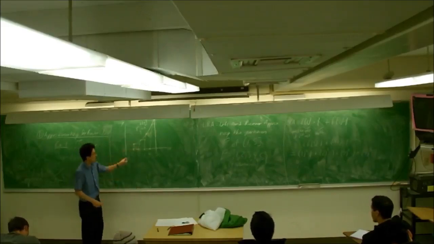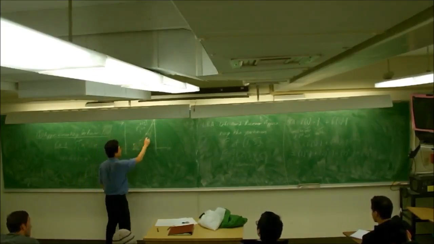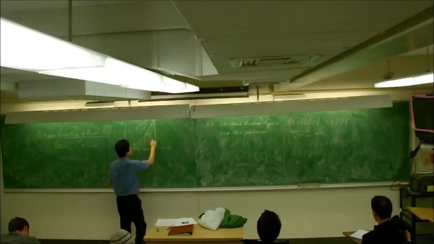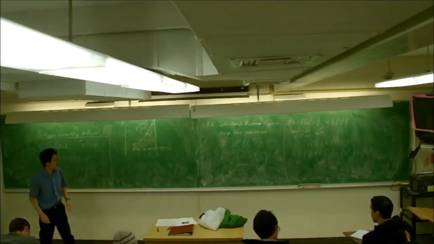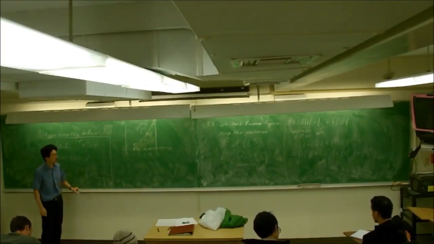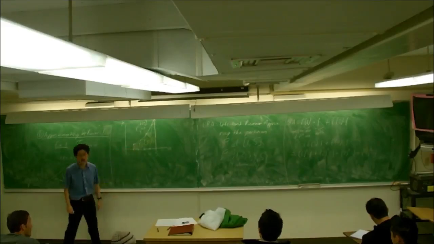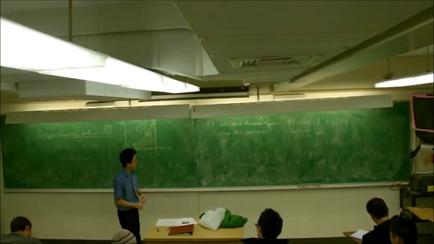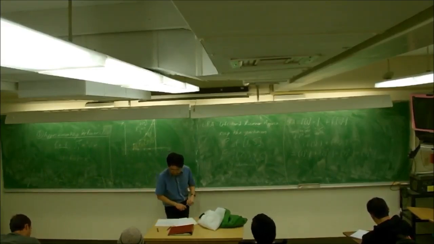So what are the areas here? Well, what's 1 squared times 1? That's 1. What's 2 squared times 1? 4. What's 3 squared times 1? 9. And what's 4 squared times 1? 16. And that's going to be 30.